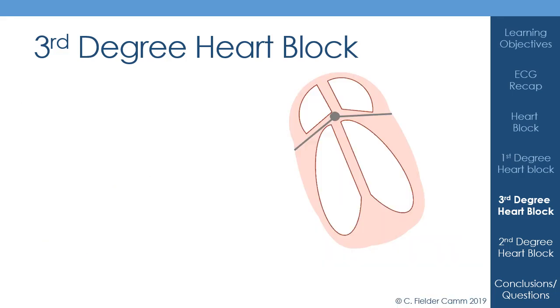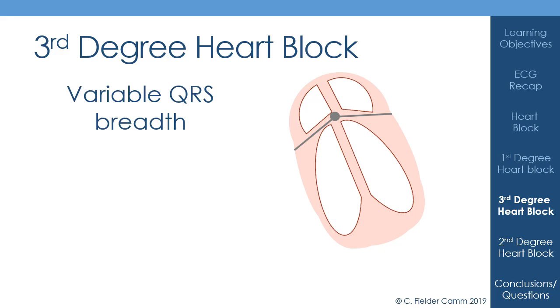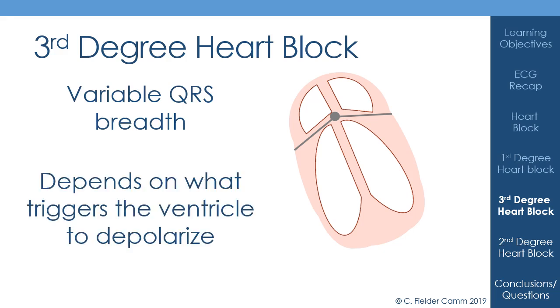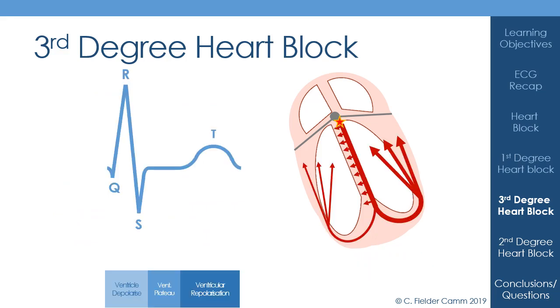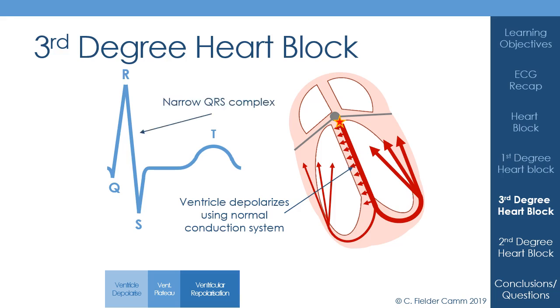So just to talk about the variability in the QRS complex, it's the breadth of the QRS complex that matters. And it just depends on what cells trigger the ventricle to depolarize. So if we have this pacemaker cell high up in the bundle of His, what then happens is the depolarization of the ventricles follows the standard electrical pathway. And that's good news. And essentially we get a narrow QRS complex with that.